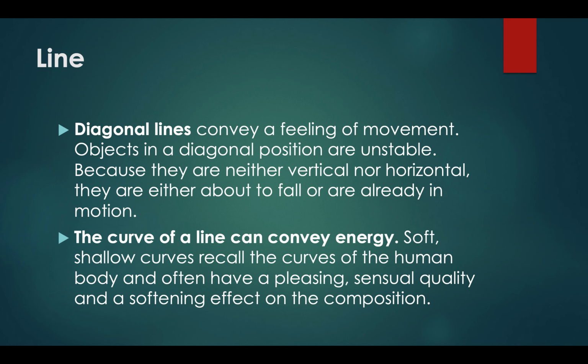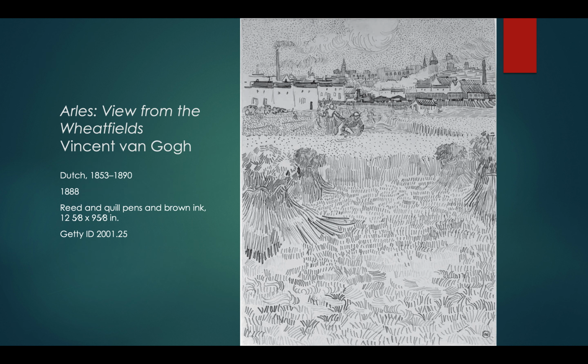Now, curved lines can convey energy. If you're doing soft and shallow curves, think about the human body. They have a pleasing or sensual quality, and you can often use these to have a softening effect on composition. Again, if it's a bigger curve, there's more energy that's going to be involved, the less it's going away from an organic form. We'll talk more about organic forms in coming slides. Example number 1.